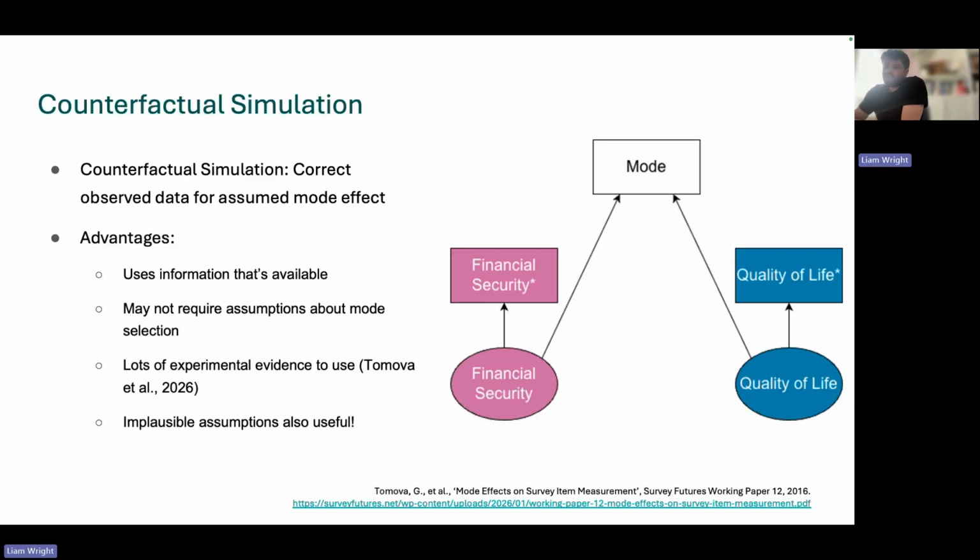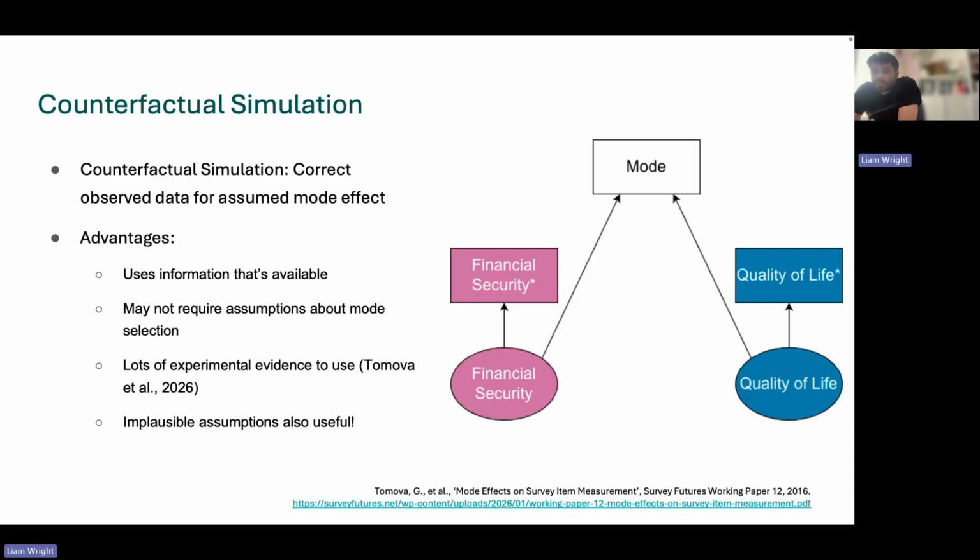So there's a number of advantages to this approach. One is that unlike MI, multiple imputation, we're actually using the information that's available. For people in the web mode, we use their observed information. For people in the telephone mode, we use their observed information, but just minus an assumed mode effect. It also didn't require any assumption about mode selection. So all we've done is make an assumption about mode effect, and that might be a reasonable assumption that we can have some confidence in because there's a relevant mode effects experiment that's been conducted already.